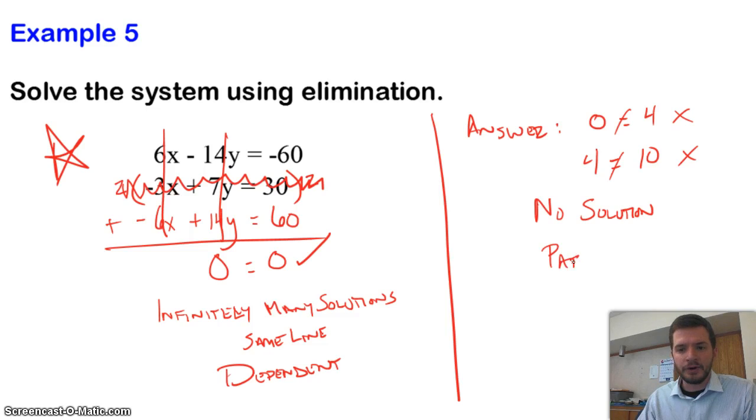Parallel lines, and again, I know we've already talked about this, but it's good to review with you guys so you don't forget it all. So no solution, parallel lines, and you're going to say inconsistent. It's an inconsistent system.